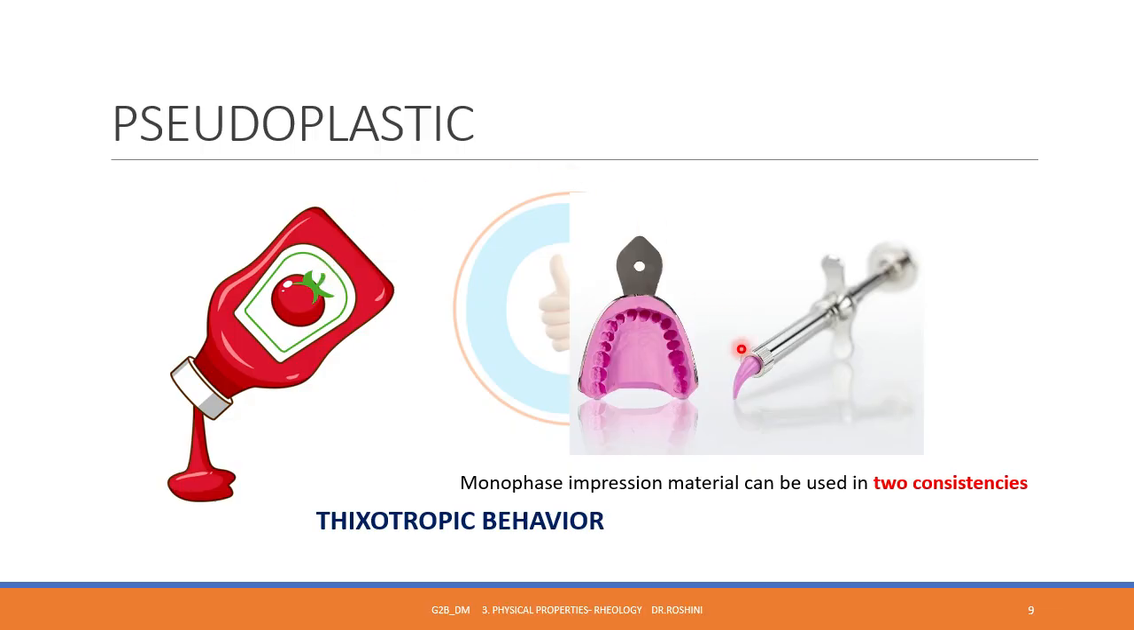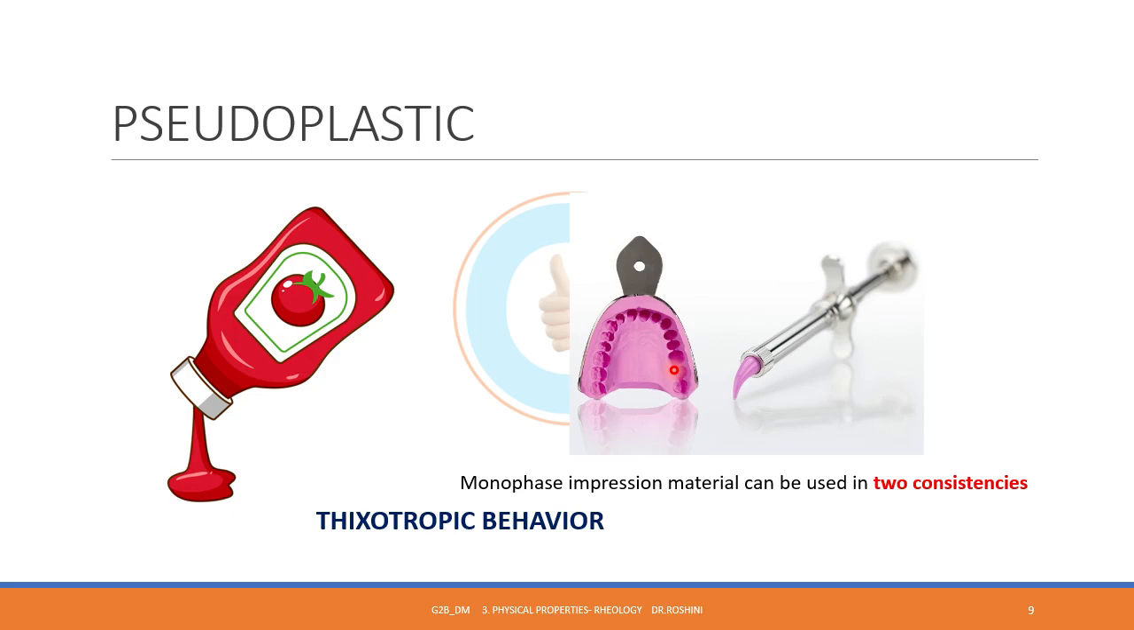The same can be applied to your dental material. For example, you have a material called monophase impression material where one single material can be used in two consistencies. You can also use the material like this as a heavy bodied material in an impression tray. At the same time, when you put the material in a syringe and when you hit the plunger, the shear force exerted from the plunger in the syringe will squeeze the material, and one can see how the material flows freely when it is incorporated in a syringe and a shear force is exerted with the help of the plunger.